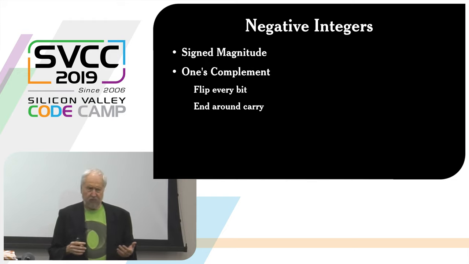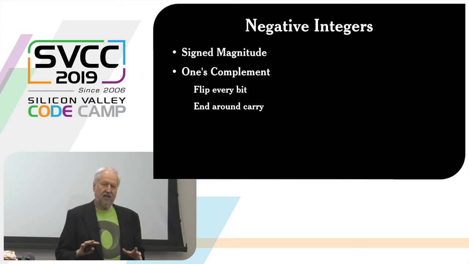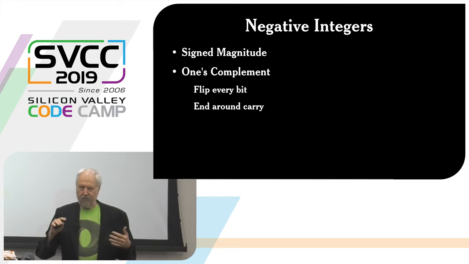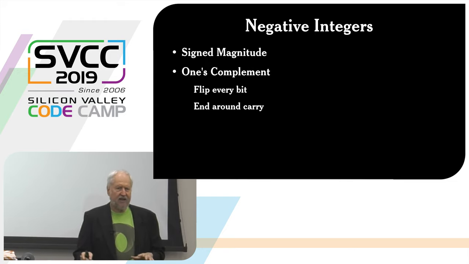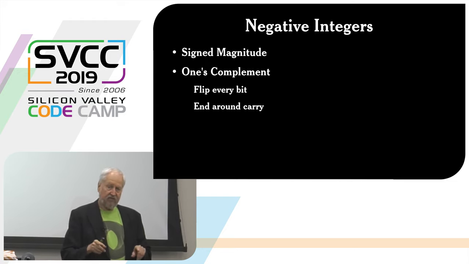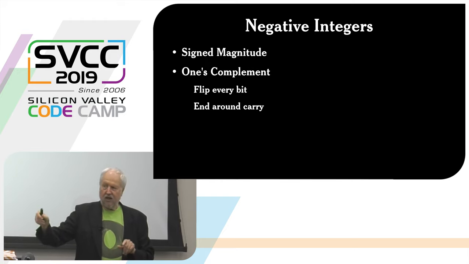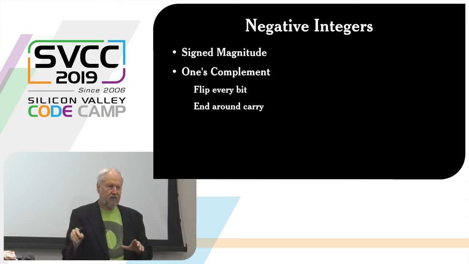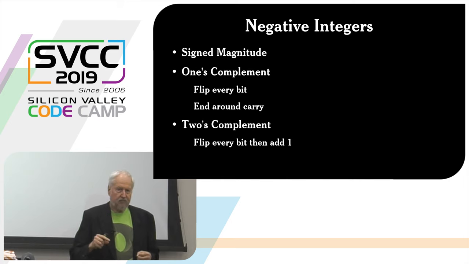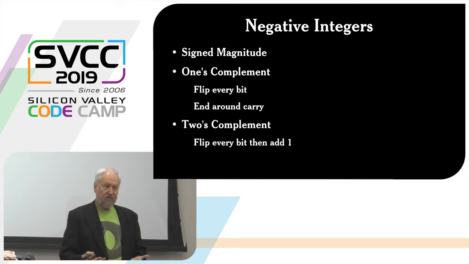Another approach is one's complement. In one's complement, we represent a negative number by taking all of the bits in the word and flipping them. But there's a complication if we do an add, and if the add carries, which means one of the bits falls off the top end, we do an end-around carry, which means we take that bit before it falls in the bit bucket and add it back in at the low end of the word, and that gives us the final result. Most machines now use 2's complement. Same idea, except we flip all of the bits and then add 1 immediately. We don't wait for the add case.